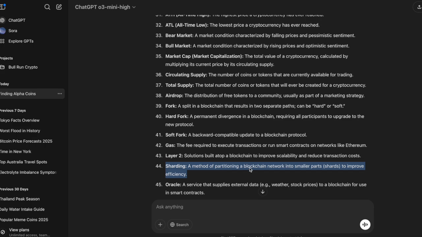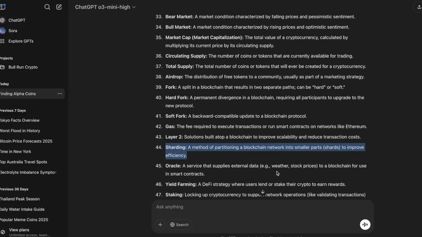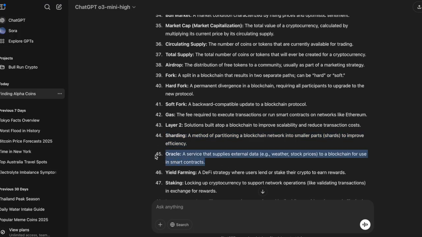Sharding, a method of partitioning a blockchain network into smaller parts, shards, to improve efficiency. So that's just like more micro focus. Oracle, a service that supplies external data, weather, stock prices to a blockchain for use in smart contracts, kind of like what we see with Chainlink.